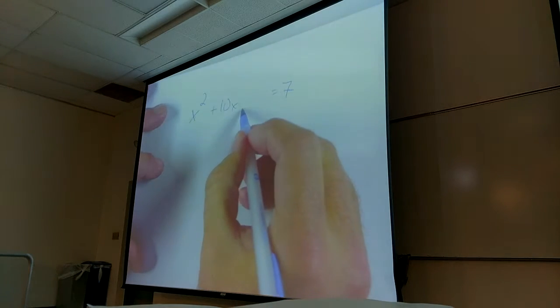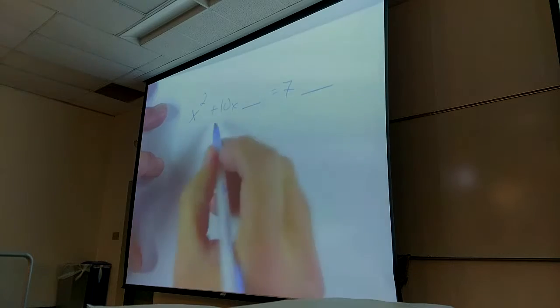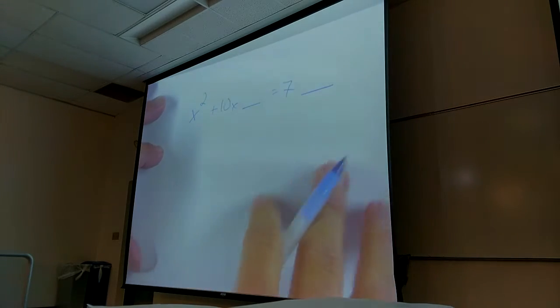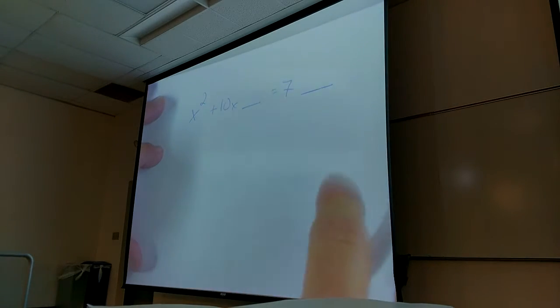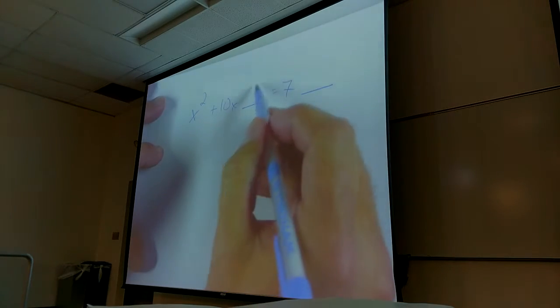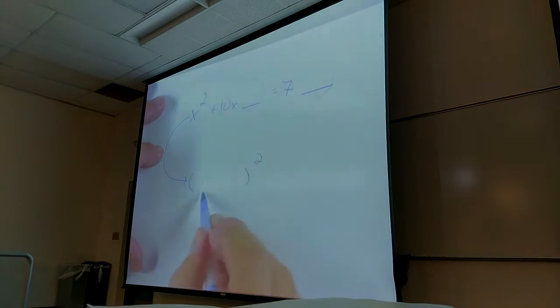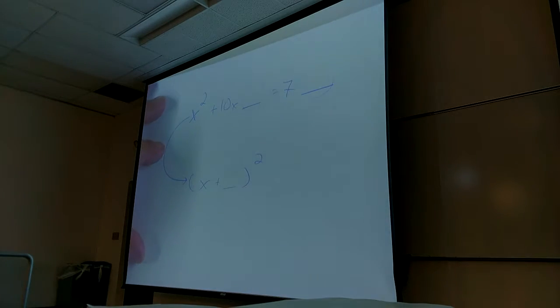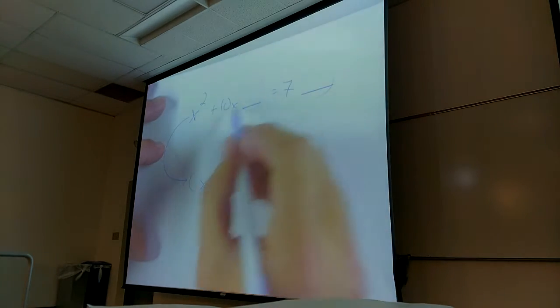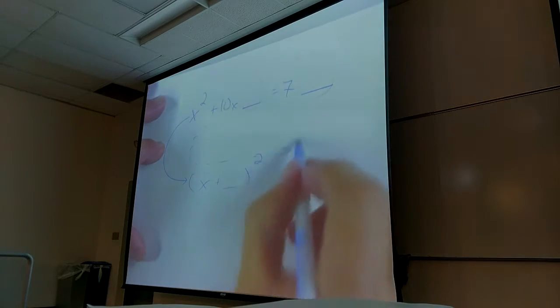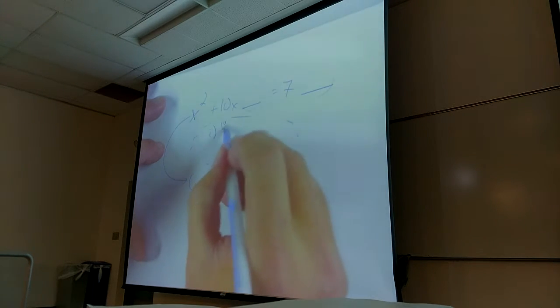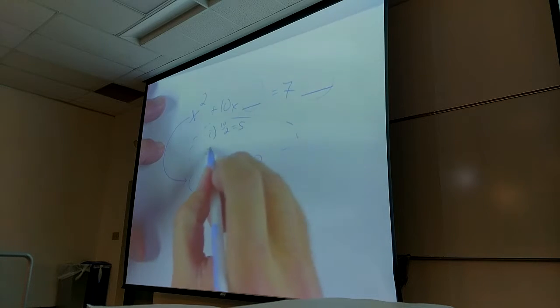So how do I figure out what goes here to complete the square? The whole purpose, the reason we call it complete the square, is I want to figure out what I add to both sides so that this side factors like x plus or minus something, squared. Because then I can square root. So how do I figure that out? The first step is cut 10 in half. The second step is to square that.